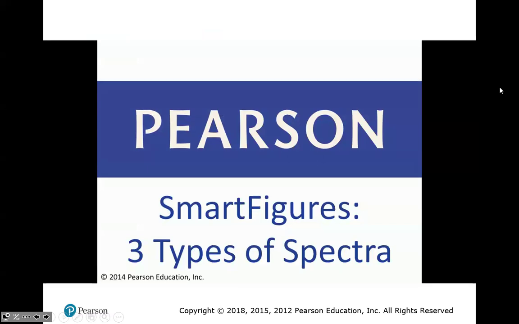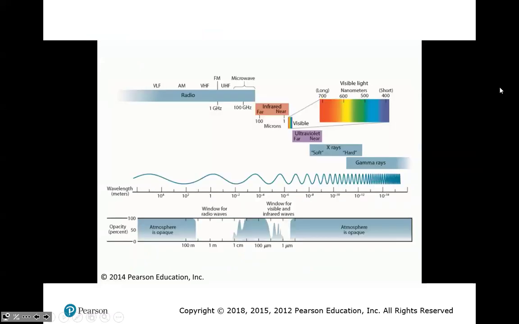Hi there, this is Callan Bentley. Welcome back for another Smart Figure. After watching this video, you should be able to distinguish between the three types of spectra that are useful to astronomers. What's a spectrum? Spectrum is the singular and spectra is plural.